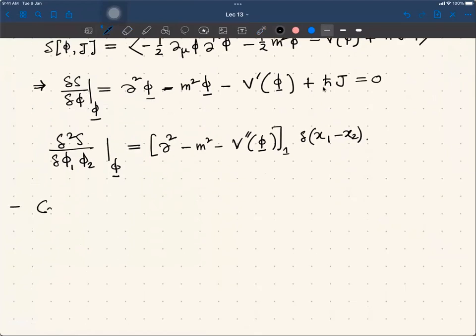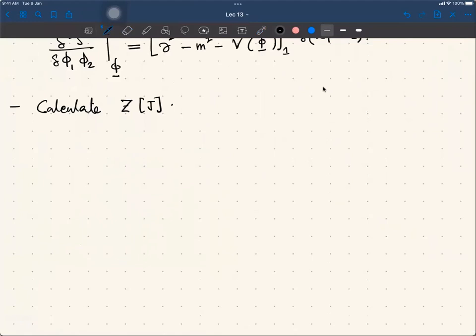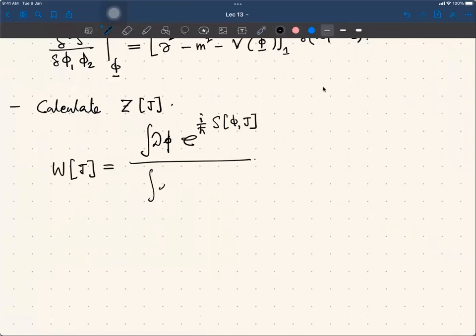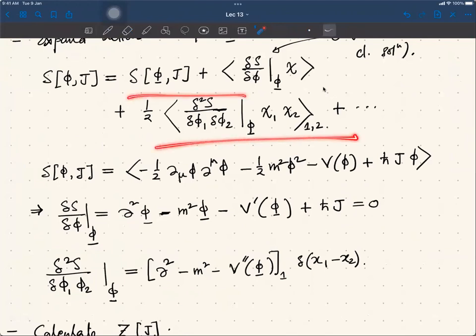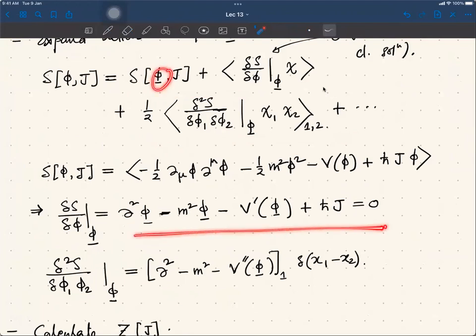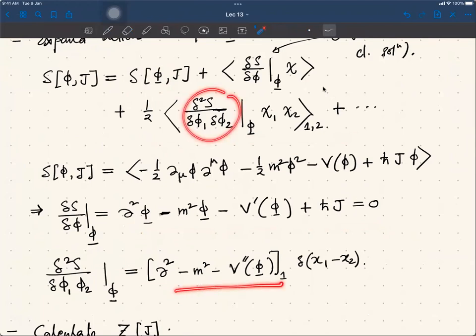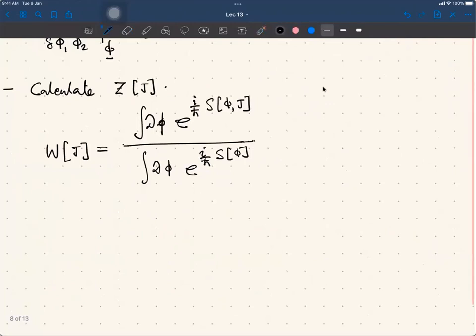Then we calculate Z(J), the generating functional for the connected diagrams, but that comes from W(J), which has the definition: path integral over d phi e to the power i over h bar S(phi, J), divided by the integral d phi e to the power i over h bar S(phi). And this S(phi, J) will have this expansion, with phi bar satisfying this equation, and this second derivative given by this expression. That's what we are calculating. This is up to an overall constant.